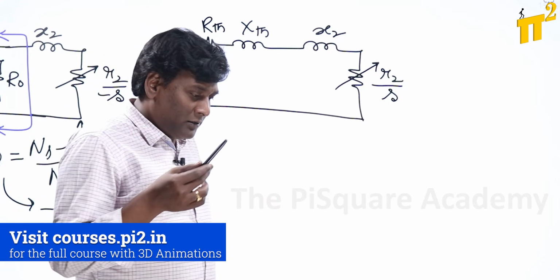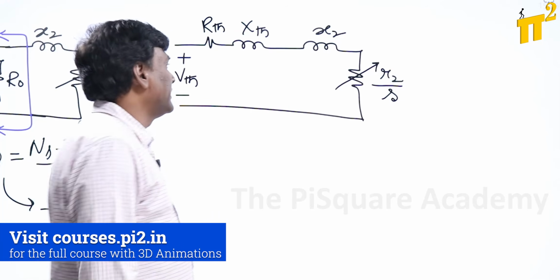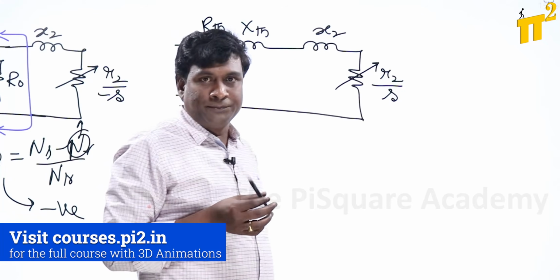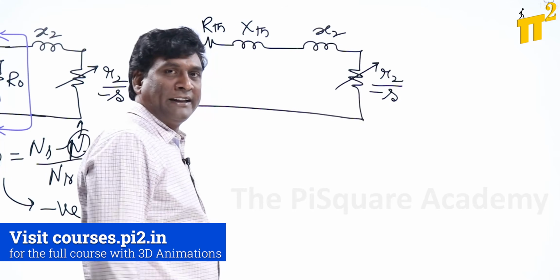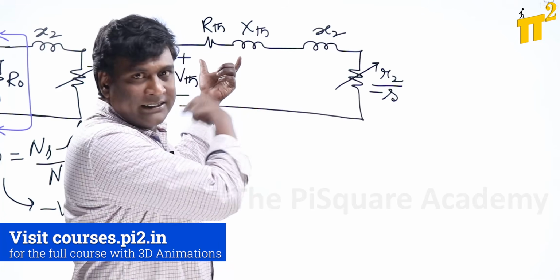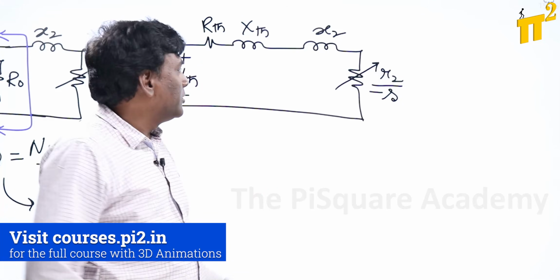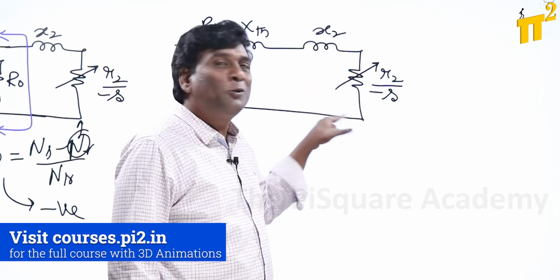Now, see here, in one of the publications they have given a mistake, so we have to understand this, and this type of question they have given in ES descriptive. Now the moment the slip is negative, with the same RTH, XTH, the Thevenin's model of the original equivalent circuit, what's going to happen? It is a negative resistance.